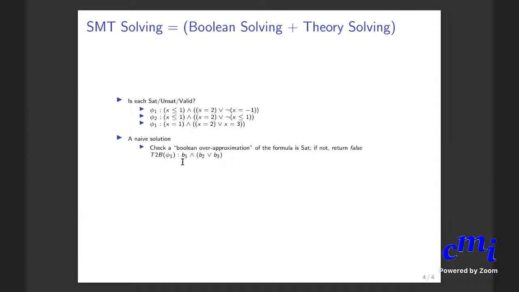So a naive solution is to construct what I call a Boolean over approximation of the given formula. Check first if that is sat. If that itself cannot be satisfied, then you return false. What do I mean by a Boolean over approximation? Here is what this is: theory T to B, which stands for theory to Boolean. It takes an SMT formula and replaces every atomic formula in it by a propositional variable.